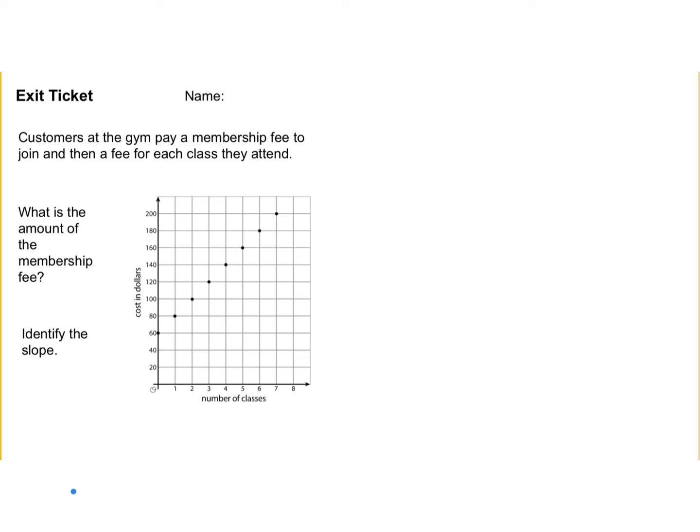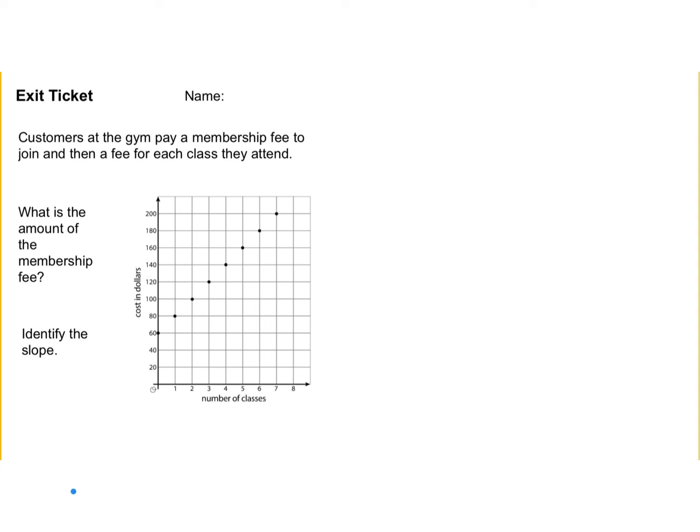Now, this is going to be your exit slip. So you're going to do this work on your piece of paper that I gave you. So if we look at our exit slip here, customers at the gym pay a membership fee to join, and then a fee for each class they attend. What is the amount of the membership fee?